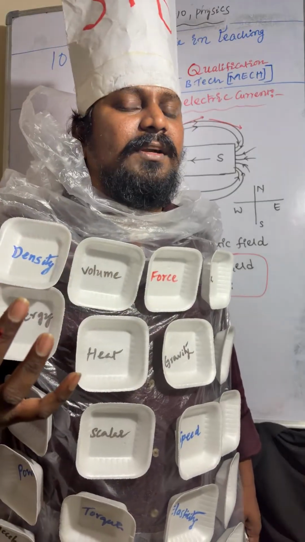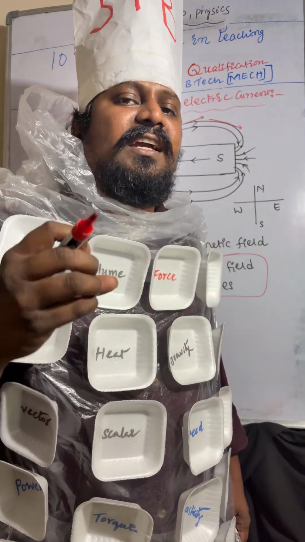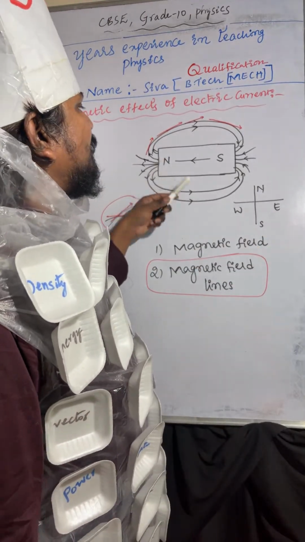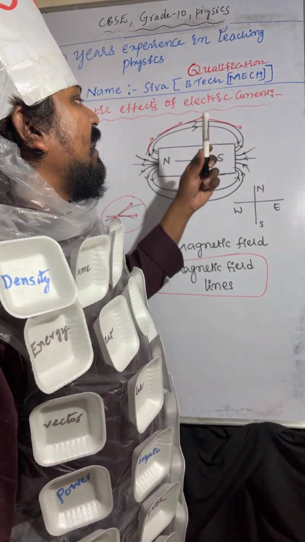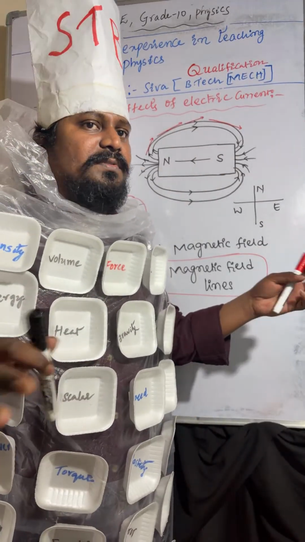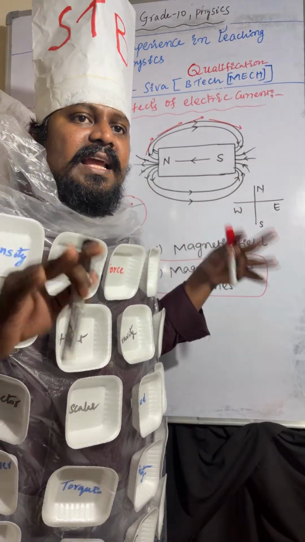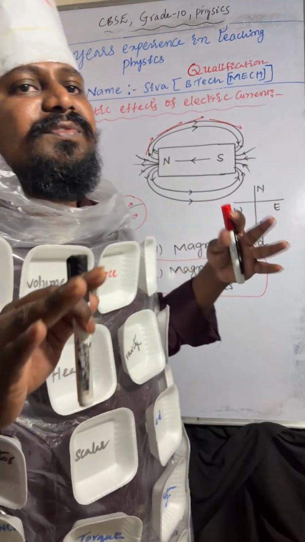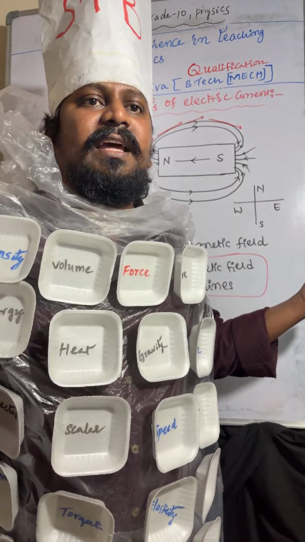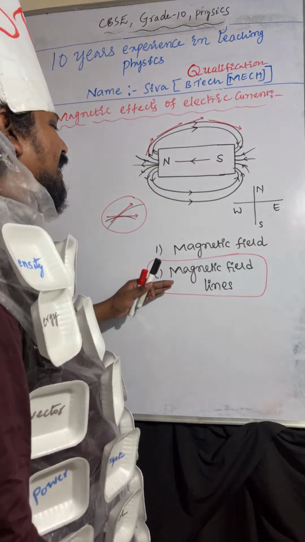Coming to point number 2, around the magnet, the magnetic field will be in the form of field lines. You can observe, these are the field lines. Outside of the bar magnet it is north to south, inside of the bar magnet it is south to north. These field lines are closed loops, and at the same time these field lines never intersect. If they intersect, the compass would show two directions at a time, which is not possible. So this is about magnetic field and magnetic field lines.